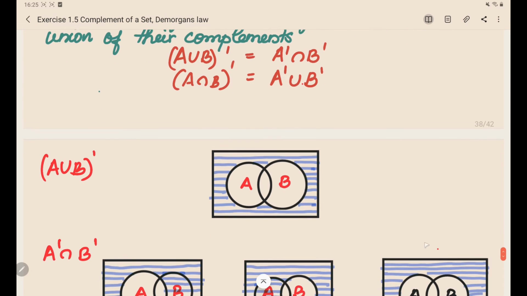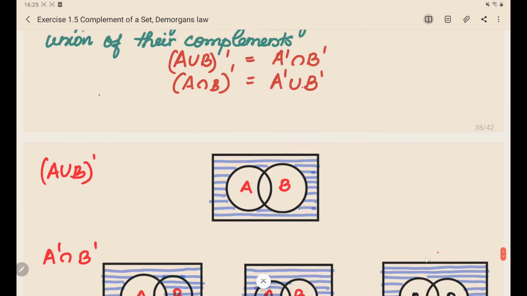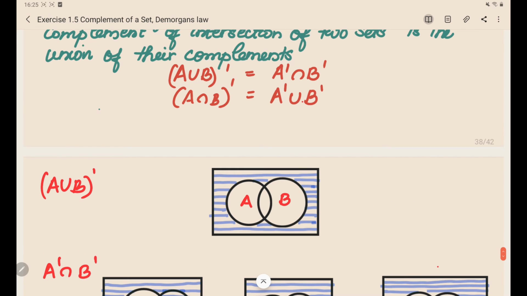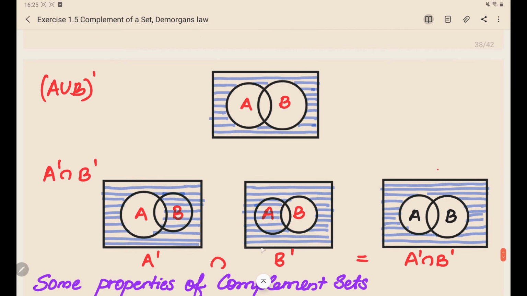And now let's take the RHS and see whether this formula is valid or not. A complement intersection B complement. So first let's do it individually. A complement is nothing but all the elements outside the subset A. That is what's shown in this first figure. And in the second one, it is B complement. B complement is again all the elements which are outside of the subset B.